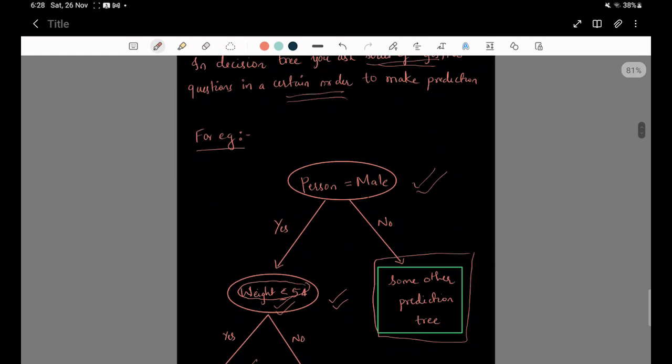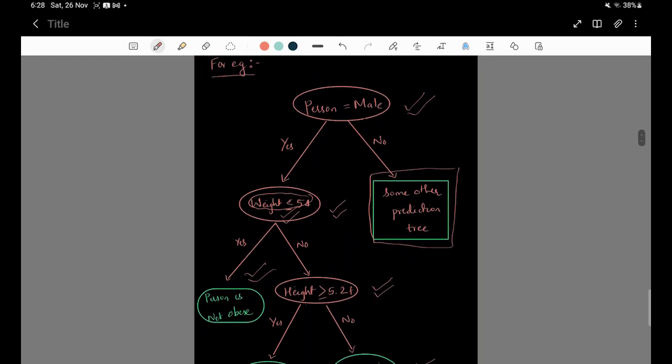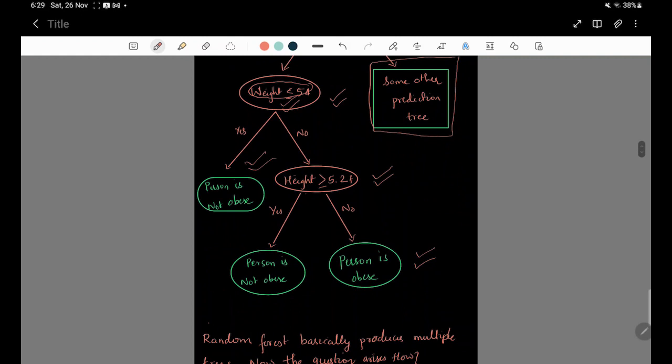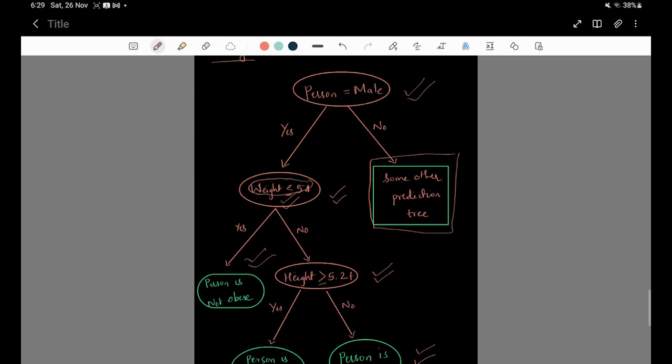Let's say I am trying to predict whether a person is obese or not, and let my questions be like this. First, let me ask whether the person is male or not. Then, if the person is male, I would ask whether the weight is less than 54 or not. If it is less than 54, I would simply say the person is not obese. If it is greater than 54, then I would ask another question of whether the height is greater than 5.2 or not. If it is greater than 5.2, I would say that the person is not obese, and if it is less than 5.2, I would say that the person is obese. Similarly, there would be questions when the person is not male.